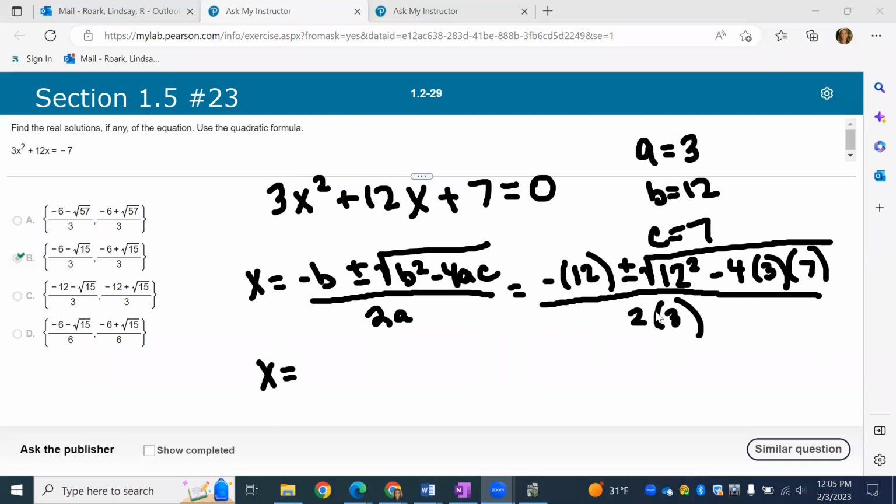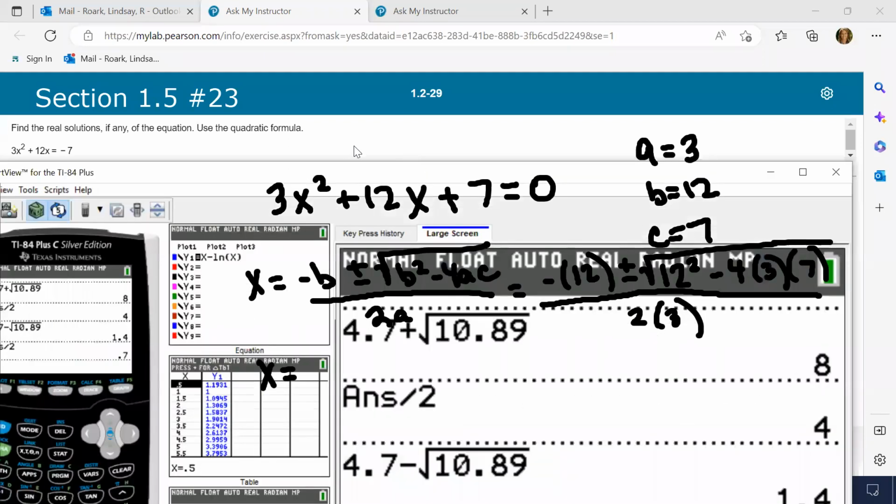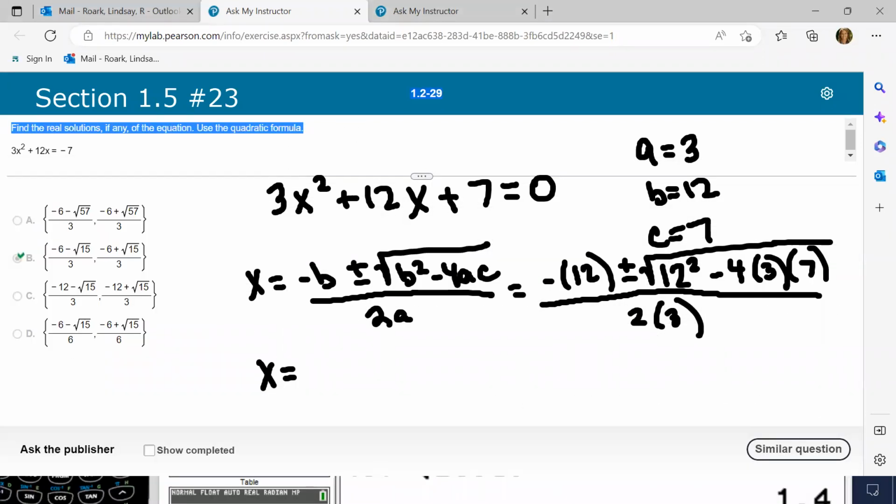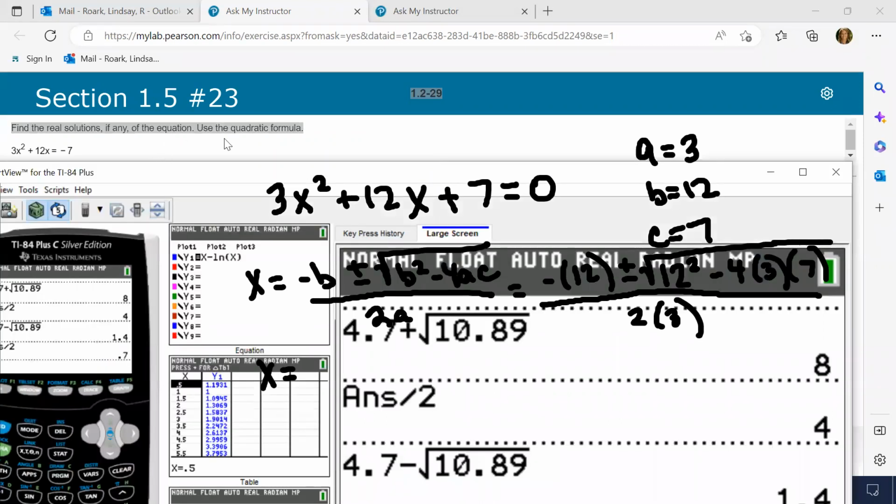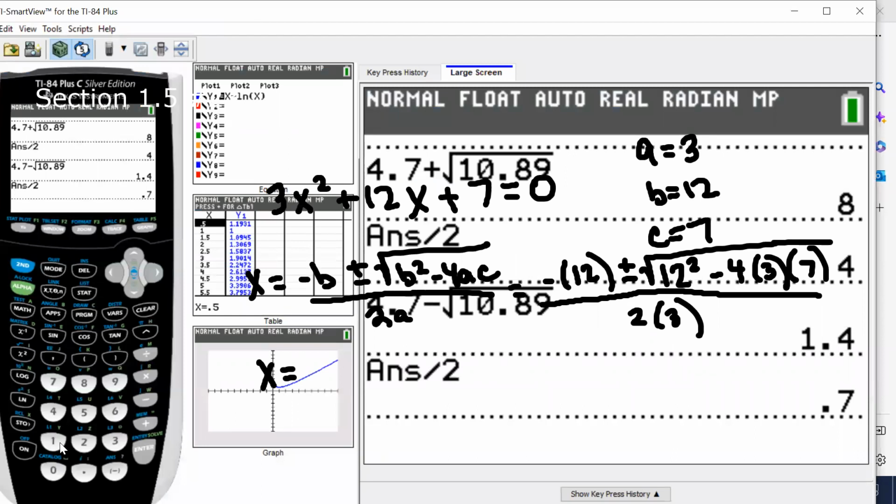Okay, so I usually recommend you start with simplifying the inside of the radical first. You can use a calculator if you would like to, or if you want to try it without a calculator, that's fine too. Sometimes the numbers are more appealing than other times.